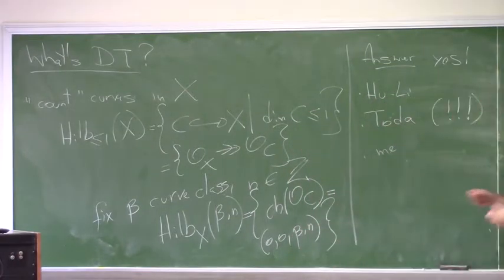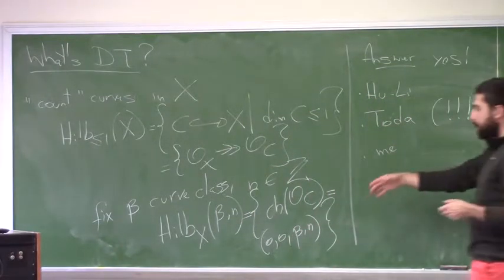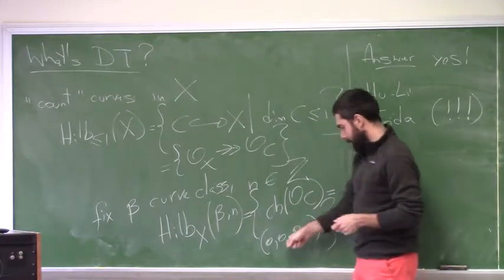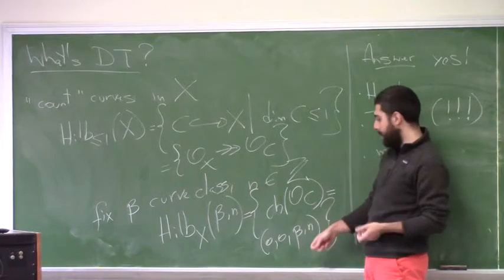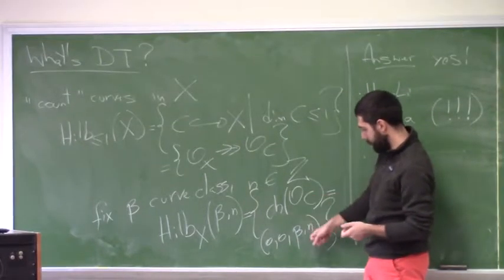So basically here I'm saying that I'm going to consider this Hilbert scheme parameterizing things that are supported on a curve and the curve class. The corresponding curve class is this fixed beta, and then the Euler characteristic of the structure sheaf is n.